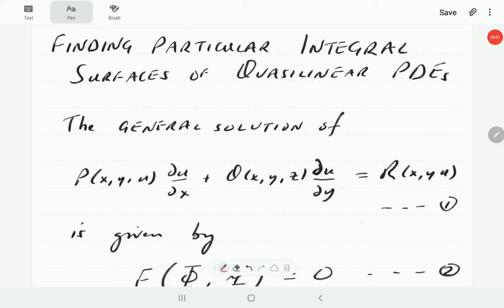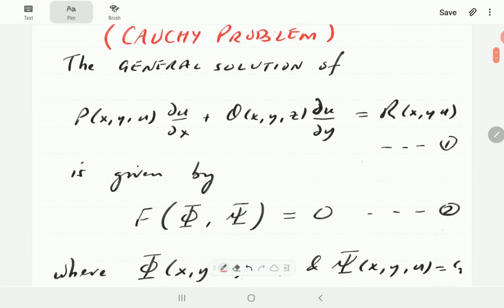All right, in this video, we're going to show you how to find a particular integral surface of a quasi-linear PDE. This type of problem is also called the Cauchy problem of the quasi-linear PDE. All right, in an earlier video, we have shown you how to find the general solution of this quasi-linear PDE labeled 1.